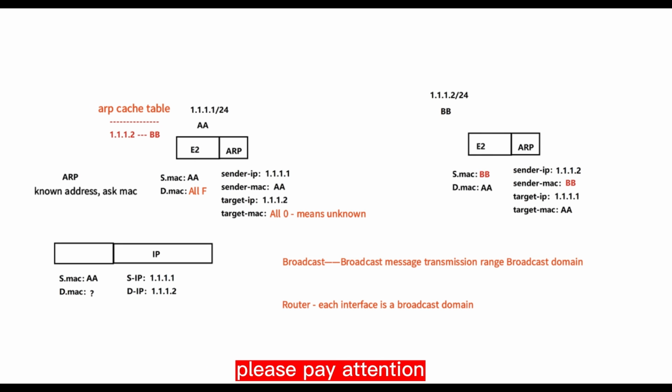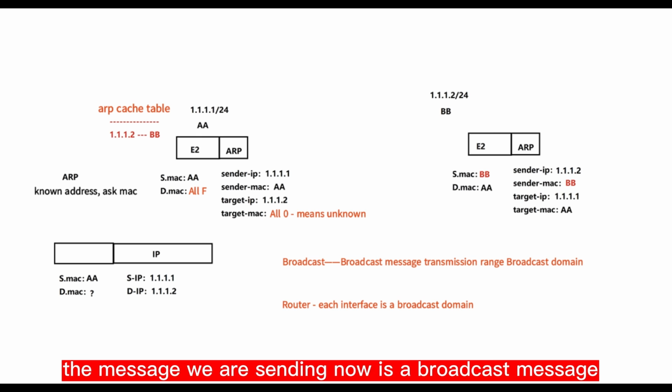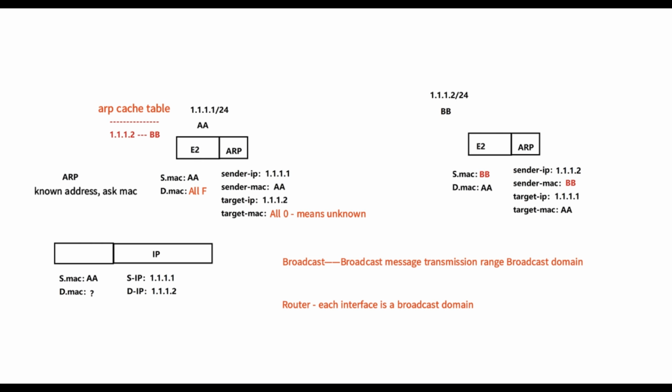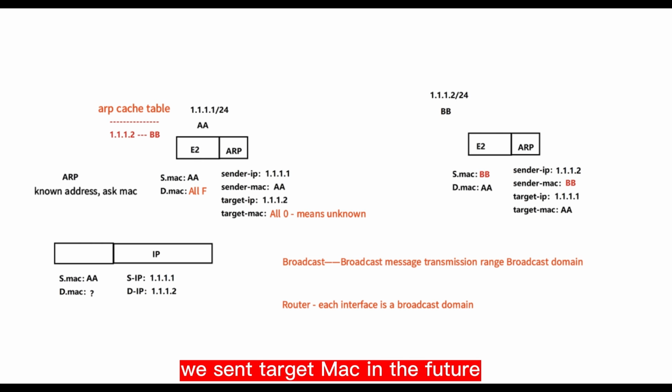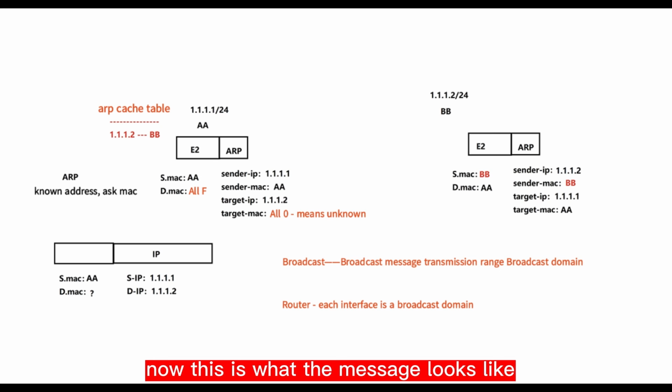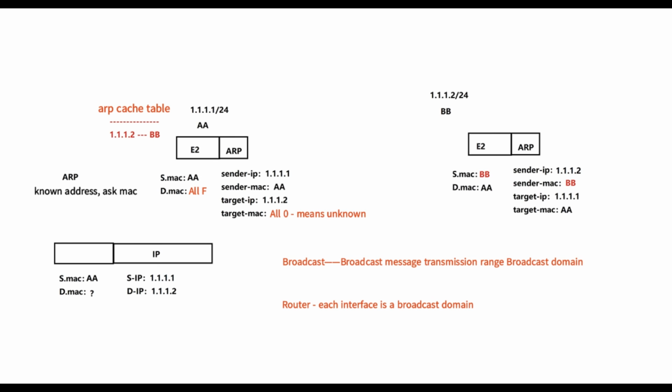Please pay attention. The target MAC is all F. Then here is all 0. All 0 means unknown. The message we are sending now is a broadcast message, so our target MAC here is all F. The target MAC we sent is all 0, which represents unknown. Now this is what the message looks like. This is the message sent by PC1.